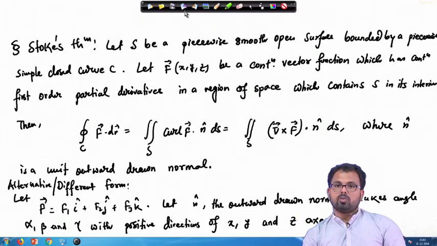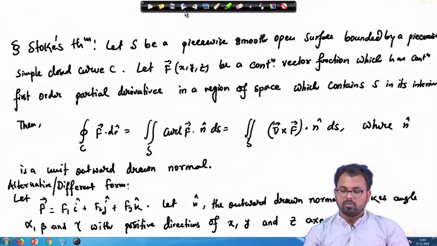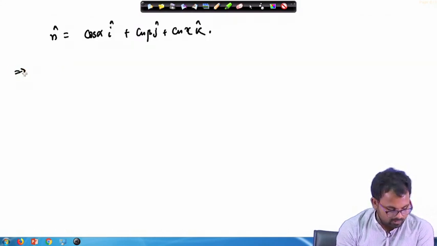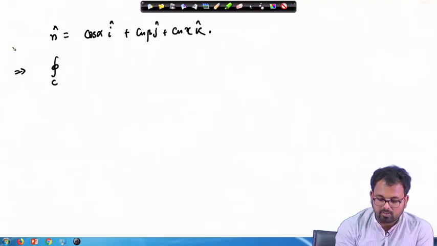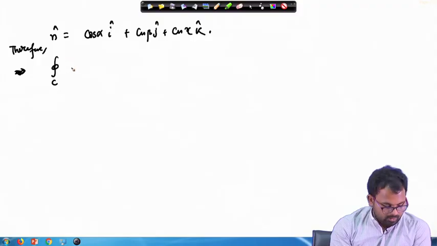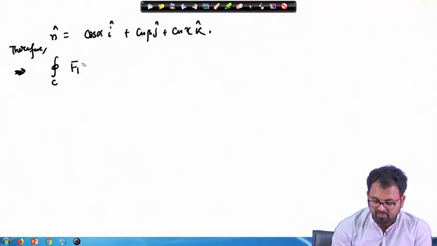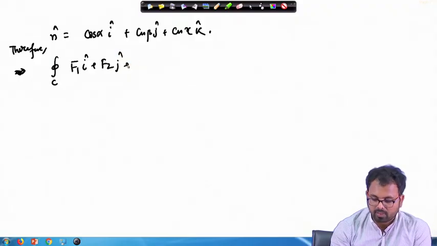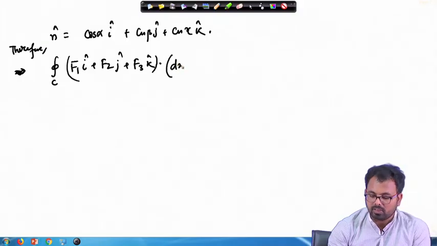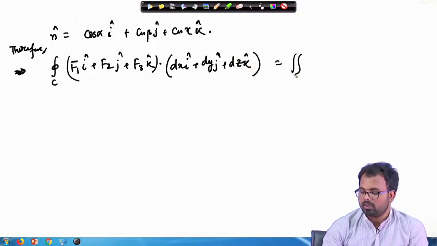So, we basically take a dot product with this normal n which is given here. So, on the left hand side we will have the line integral of F1 i plus F2 j plus F3 k dot product with dr. Dr is basically dx i plus dy j plus dz k, equals the surface integral.